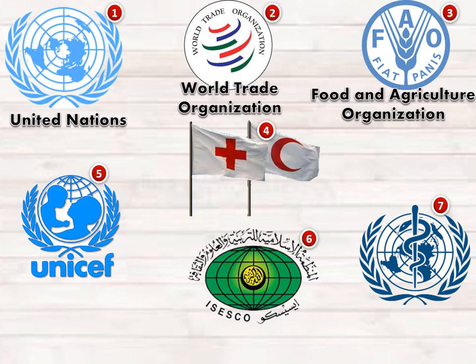Number four, the one in the middle, is an international humanitarian movement whose stated mission is to protect human life and health without any discrimination based on nationality, race, religious beliefs, class, or political opinion. It is Red Cross, or Red Crescent, as it is known in the Muslim world.